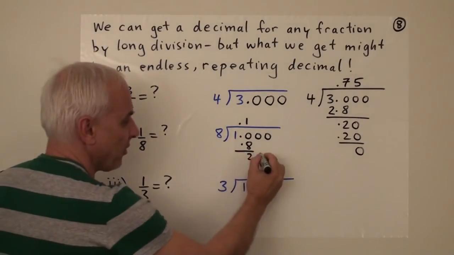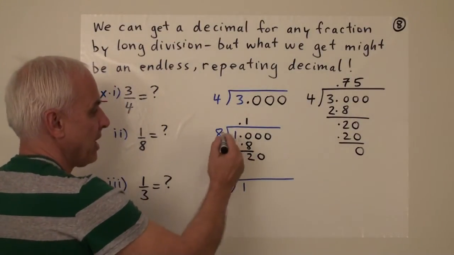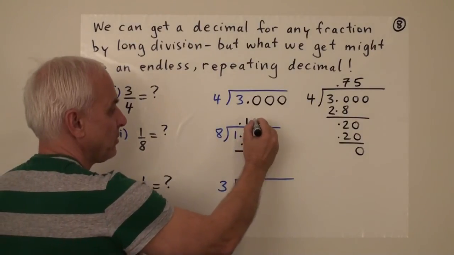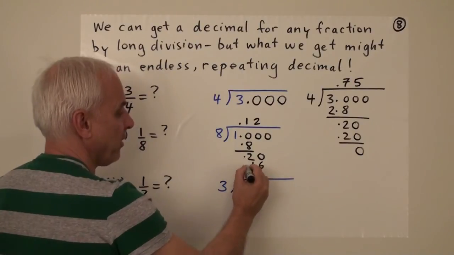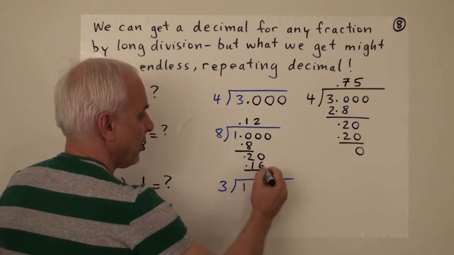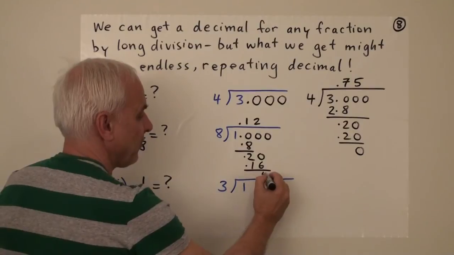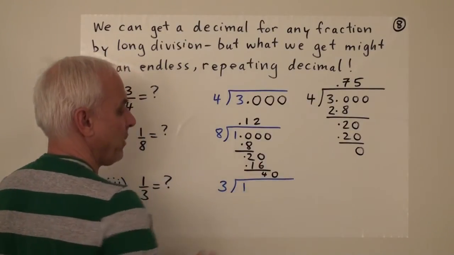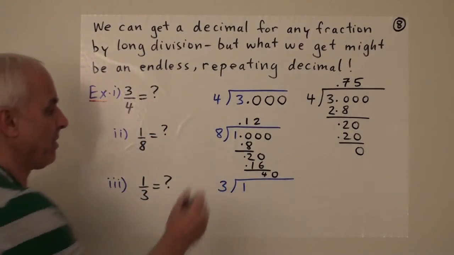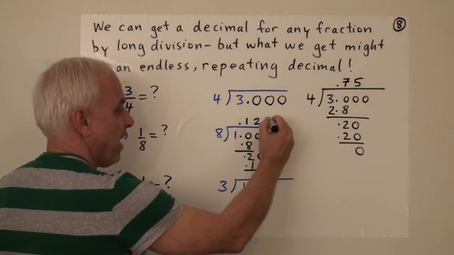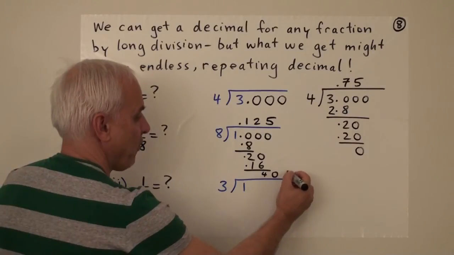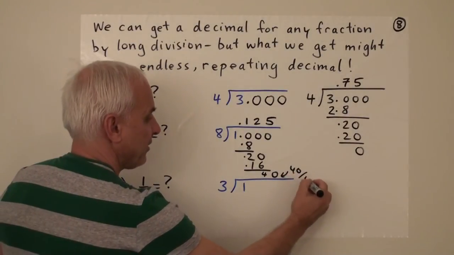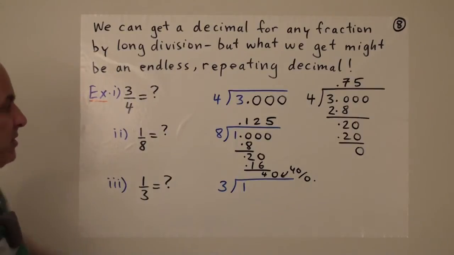Then we drop down the 0. And how many 8s in 20? Well, 2 of them, for a total of 16. Actually, there's a point here. Okay, and then we subtract, that's 4, and then the 0 comes down. And how many 8s go into 40? Well, 5. And then there will be 40, and we put 40 underneath here, and then subtract, leaving a remainder of 0. So the answer is 0.125.